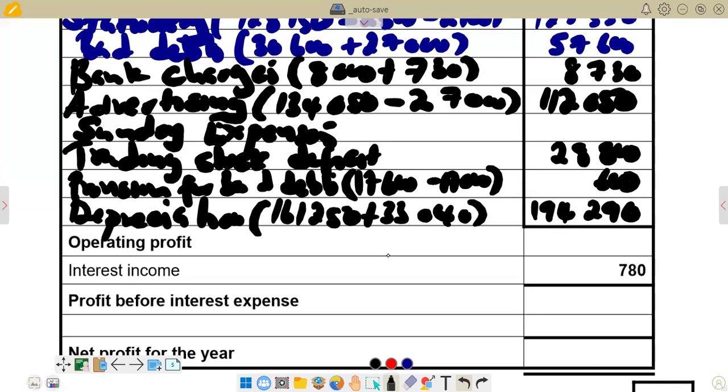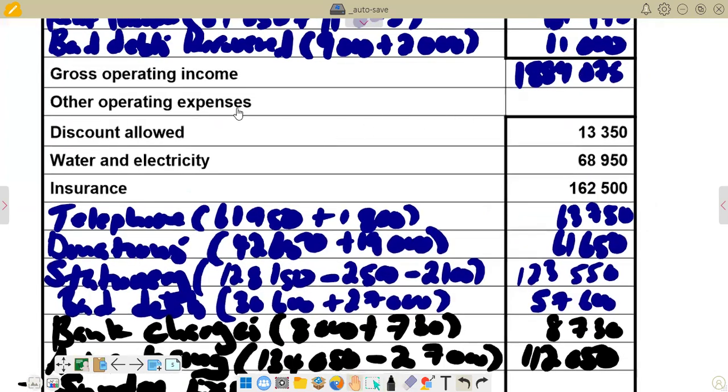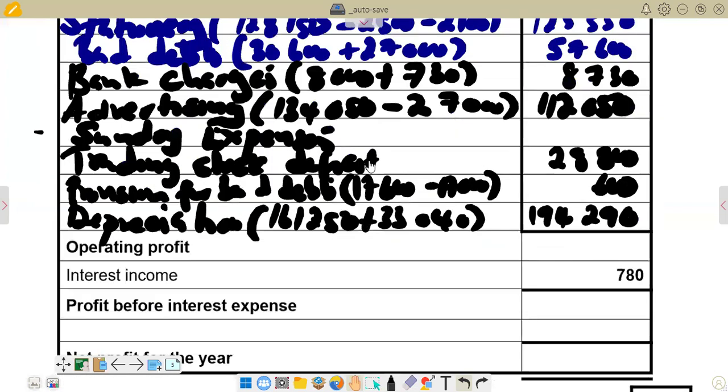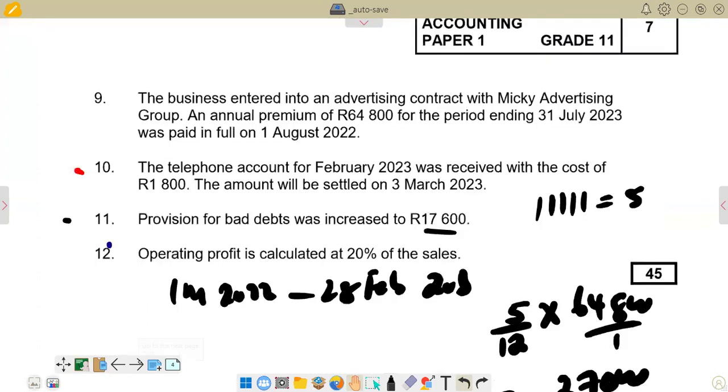And then having done this, we cannot find the figure for total expenses since we don't have the figure for general expenses. So the total for expenses, which is supposed to come here with other operating expenses, we are not yet able to calculate. We can leave it blank again. Then obviously the next item is going to be operating profit. Then you check in the question if you've got anything to do with calculation of the operating profit.